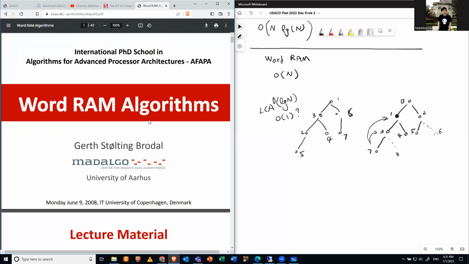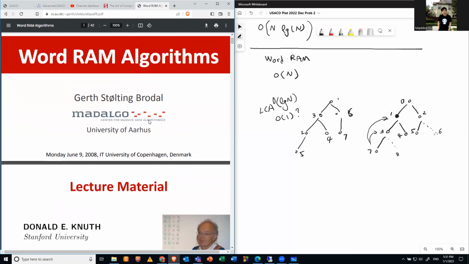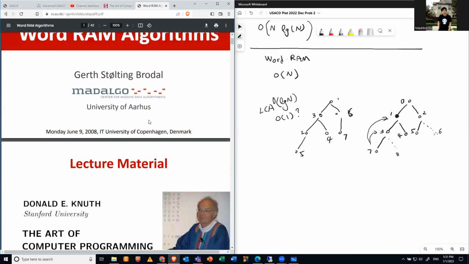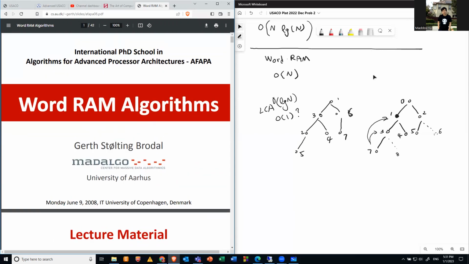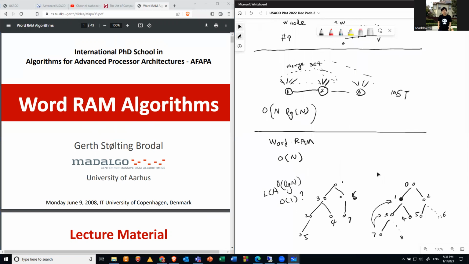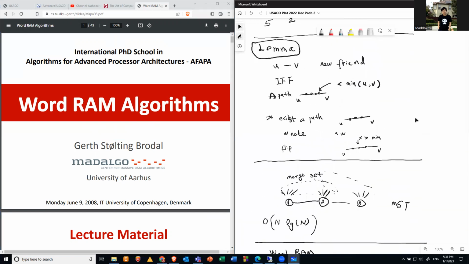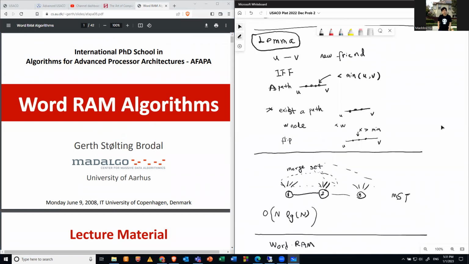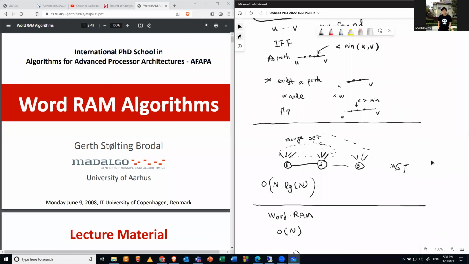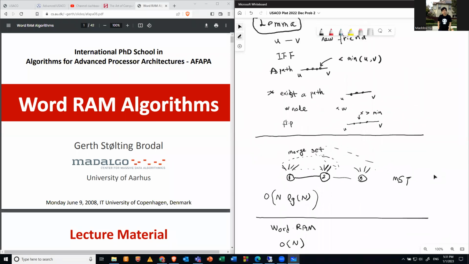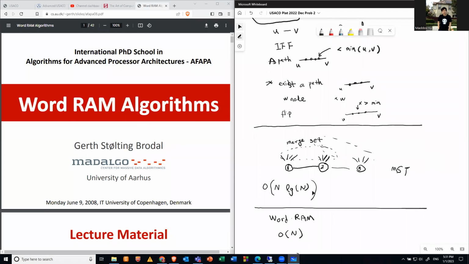So the homework is to go through the slides of the word RAM algorithm and then figure out how to use that to solve this problem. Very same approach, right? Basically use LCA to achieve O of n instead of the official O(n) log n. That's a challenge for the new year.